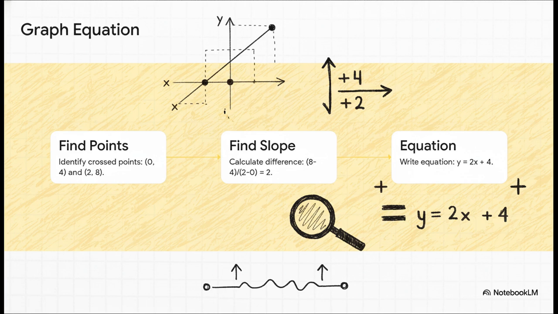Finally, we need our starting value, which is where x is 0. Looking at our first point, when x is 0, y is 4. That is our b. So step 3, we write the equation, y equals 2x plus 4.